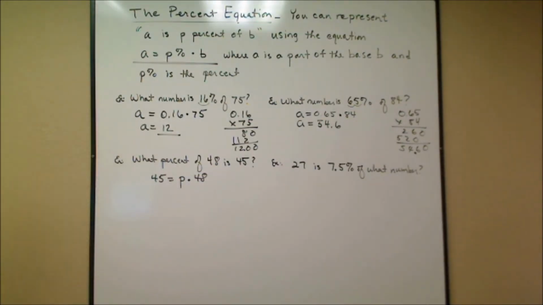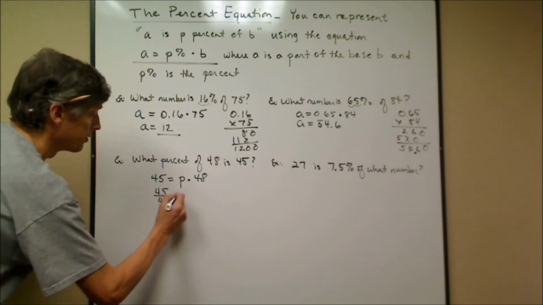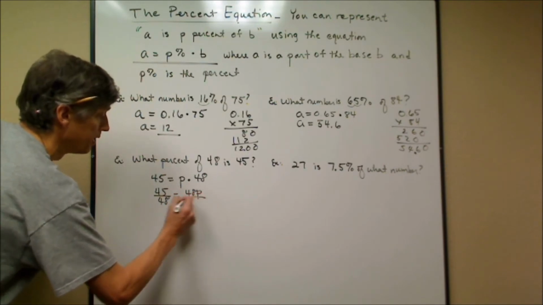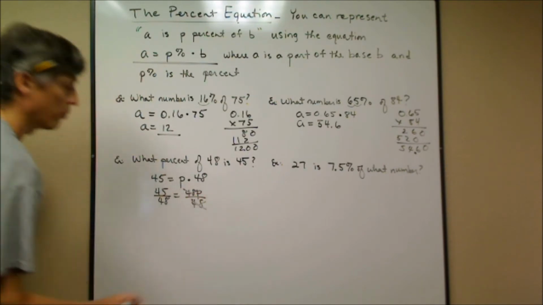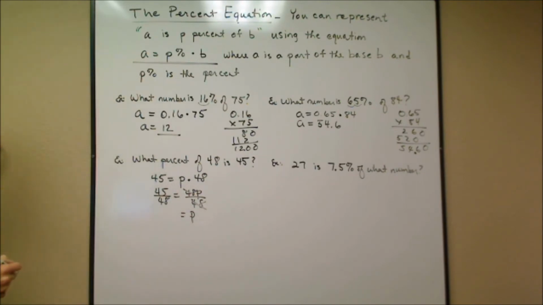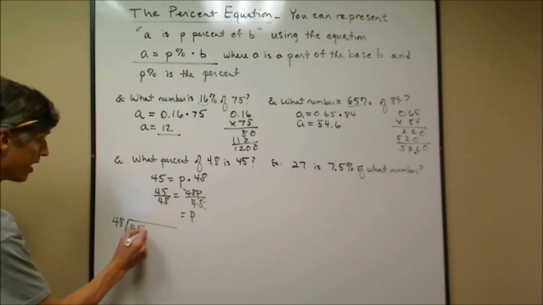So now I'm going to have to divide to solve for P here. It's a regular equation. I'm going to divide both sides by 48. P times 48 is the same thing as 48P divided by 48. You can see why I'm dividing by 48 maybe a little more clearly now. And I have 45 divided by 48. So unfortunately, I've got some arithmetic. 48 into 45.